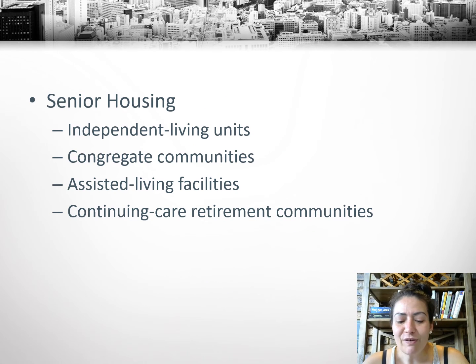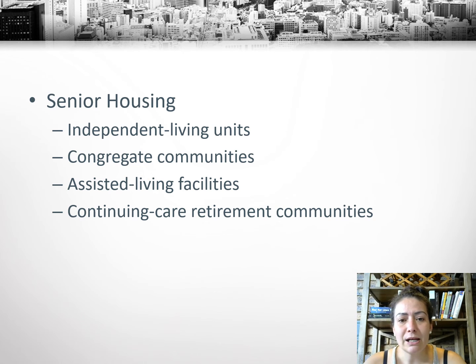Right, then we have other types of housing, which is senior housing, and that is when your grandparents need assisted or living facilities, specific living facilities, retirement homes, and things like that. So there's different types of senior housing that we get.